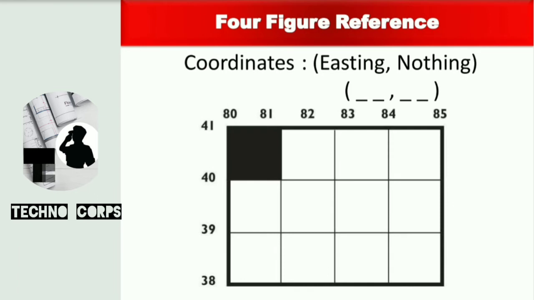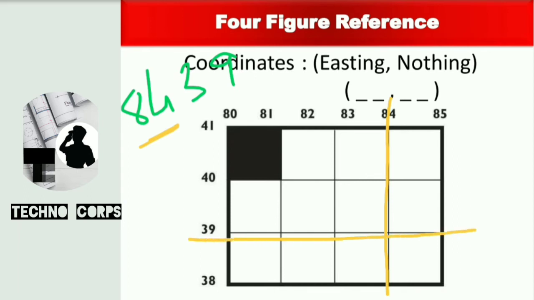Okay, now I am giving you an exercise: find the grid with the help of this 4-figure reference. What is that 4-figure reference? That is 8439. Okay, quickly do it. So I hope that you all are able to do it. So which point am I indicating here? The first 2 figures indicate the easting lines, meaning the vertical line. So 84 is here. Okay, now what is next? That is 39, meaning northing. So this is the 39 northing point.